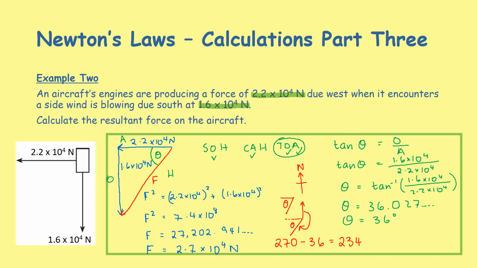So that would be our bearing from north. I'm going to show that again in another colour. Our bearing all the way around here to the dotted line is 270. That's 3/4 of the circle. What we've done is we've done this 270 minus the 36, which is the angle in just here, and that gives us 234. Therefore, we can quote our final resultant force as 2.7 times 10 to the power of 4 newtons at a bearing of 234. That's our final answer.